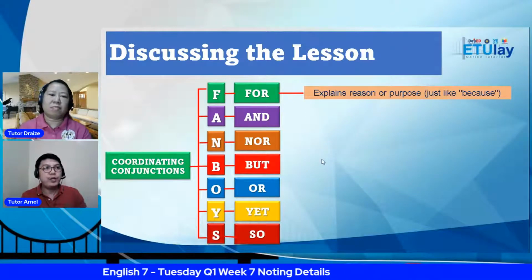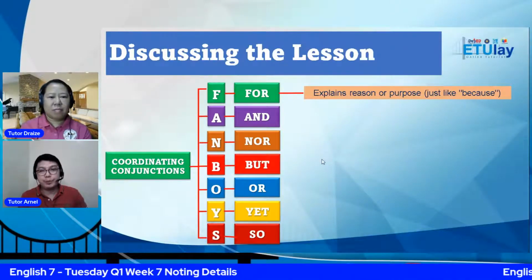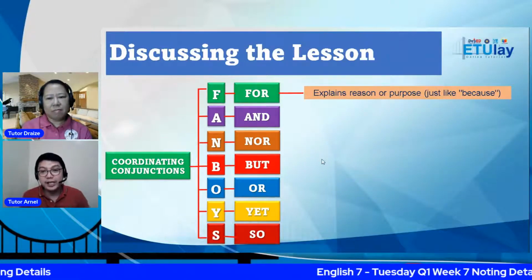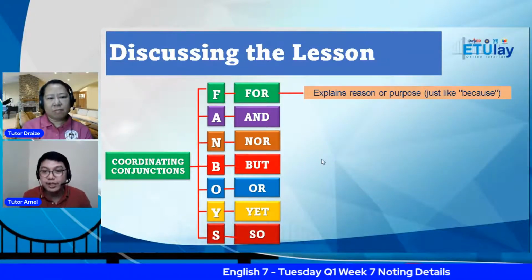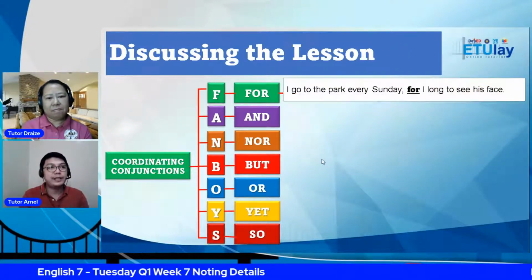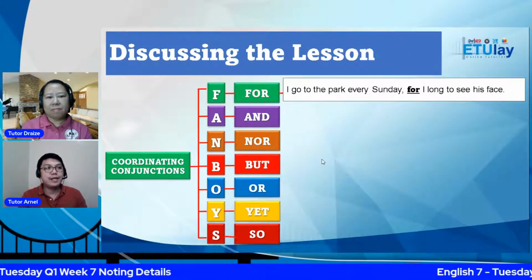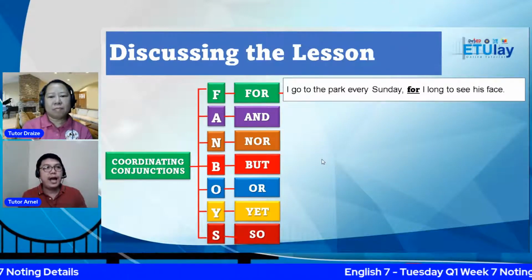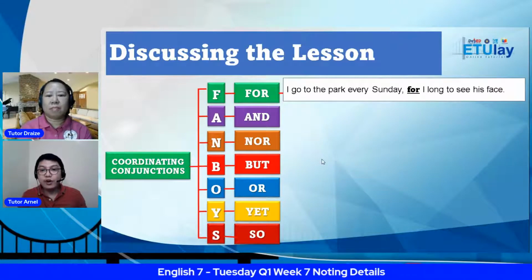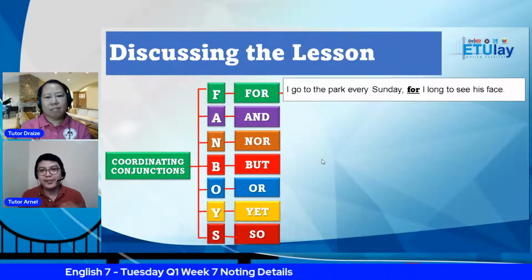So the for we use to explain reason or purpose. It's just like because. But class, because is not a coordinating conjunction. It's a different kind of conjunction, which we will discuss later. So here is an example of a sentence that uses for as a coordinating conjunction. I go to the park every Sunday, for I long to see his face.